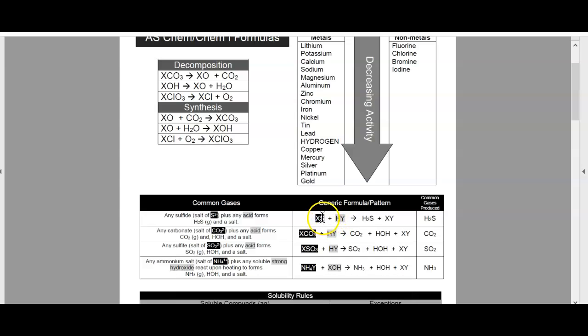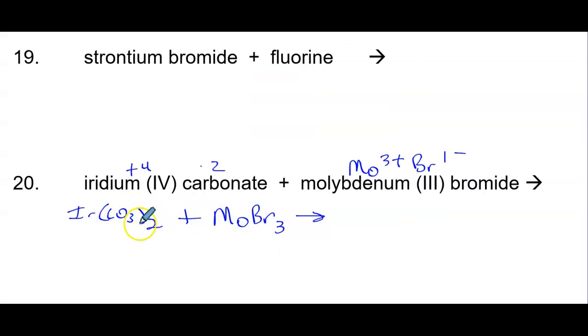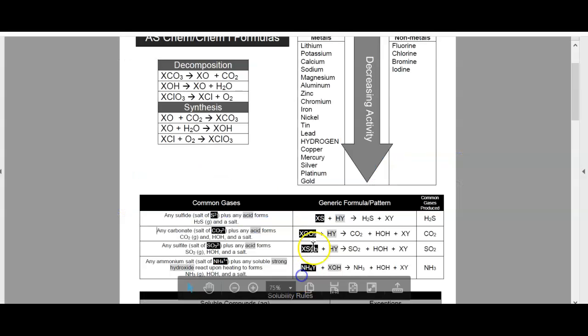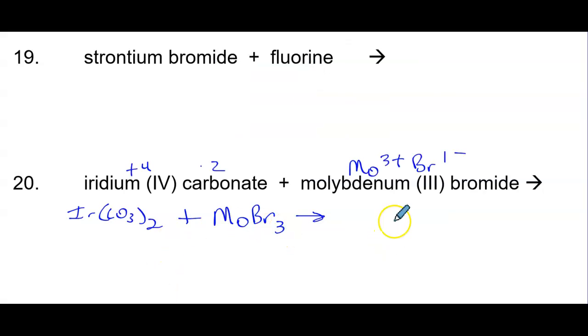Do either of those end in S? No. Do either of them end in CO3? Yes. Let's go back and look. This ends in CO3, but it has to be plus an acid. This is not an acid. Remember the chart says it's got to have CO3 plus an acid. That is not an acid, so therefore I know it's a double replacement.